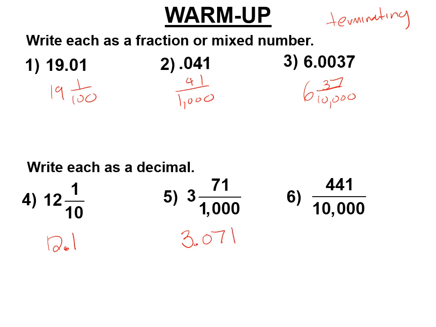3.071, right? If you wrote 3.71, you wrote 71 hundredths. It goes tenths, hundredths, thousandths. And 10 thousandths is 4 places over. So you have to add a 0. So that's 0.0441. 441 10,000ths.